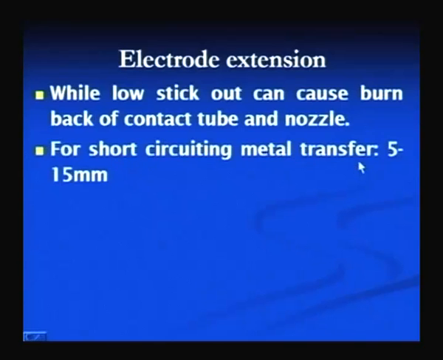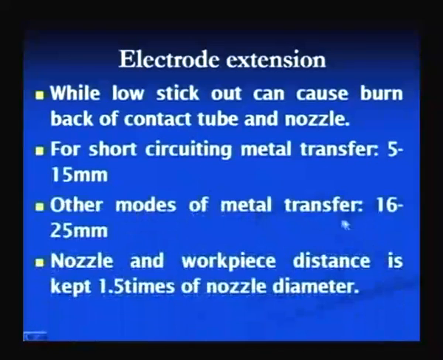And for short circuit metal transfer, normally electrode extension is in a range of 5 to 15 mm, and for other modes of metal transfer it can be in a range of 16 to 25 mm. And normally for safe working, nozzle and workpiece distance should be 1.5 times the internal diameter of the nozzle.